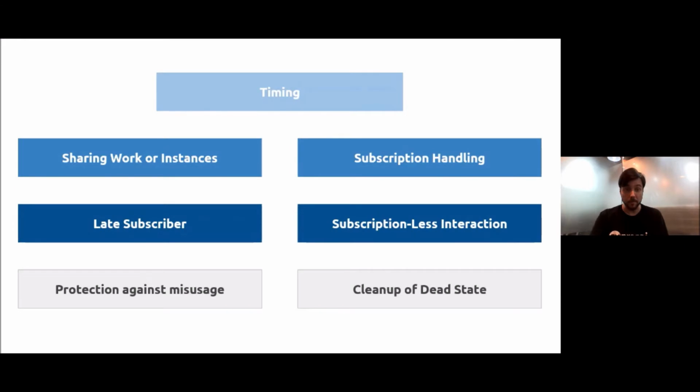Now I start with some problems, and I don't want to dive into all those problems because I want to show you a little bit more of live coding, but just so that you know, there are some problems that you need to solve with sharing work and instances, subscription handling, late subscribers. You have to make sure that you have hot composition and that you can also interact with all the state slices in a subscription-less way, because maintaining subscriptions is always a pain. And what I do with my approach is I completely get rid of all those subscription handlings, so you will never see the word subscribe in any of my code examples.